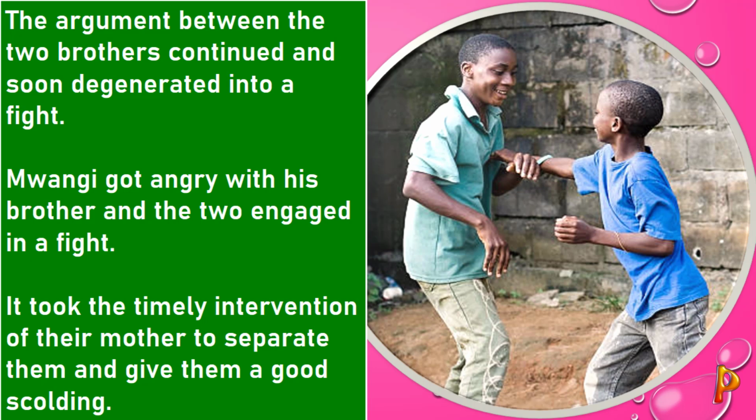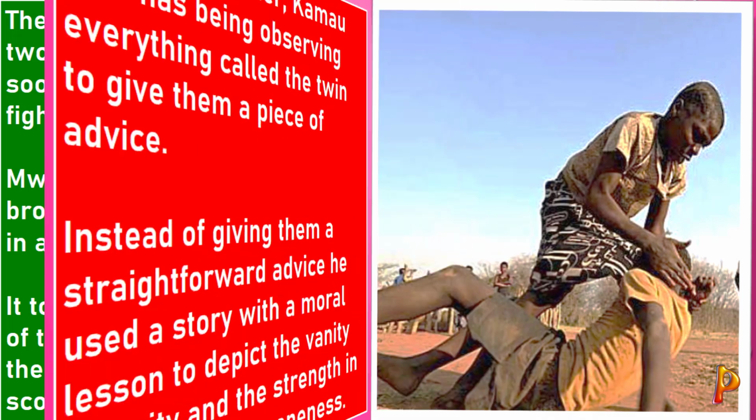Nwange got angry with his twin brother Njoroge, and the two engaged in a fist fight. It took the timely intervention of their mother to separate them and give them a good scolding. She equally warned them that one more quarrel from them and she would inform their father about it, which means they are going to be in trouble should their father hear about their quarrel.